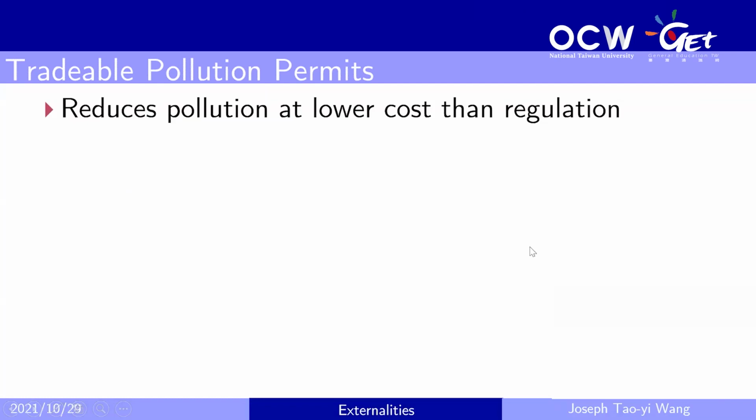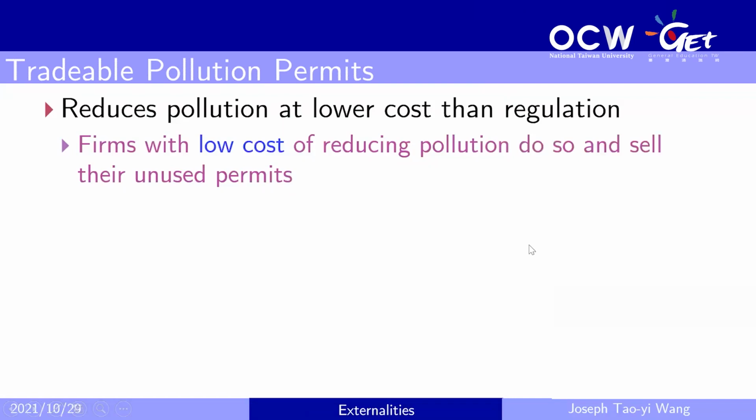The key thing is that this helps us reduce pollution at a lower cost than regulation, because if you have a low cost to prevent this pollution, you can make money by selling the pollution permits that you get to somebody else at a higher price. Because you have a low cost of preventing pollution, you can pay that cost and prevent the pollution, but then make money because you're selling at a higher price.